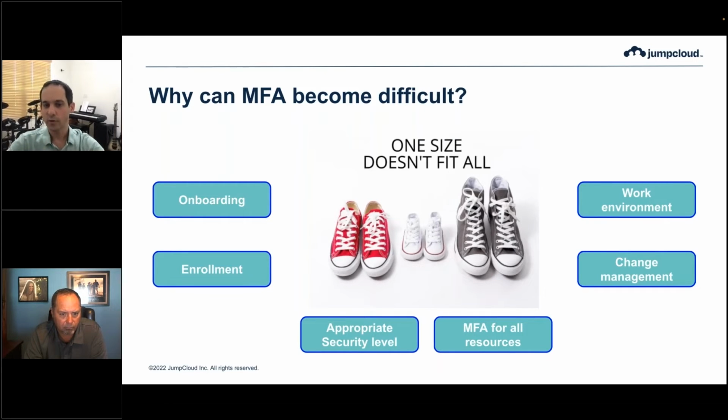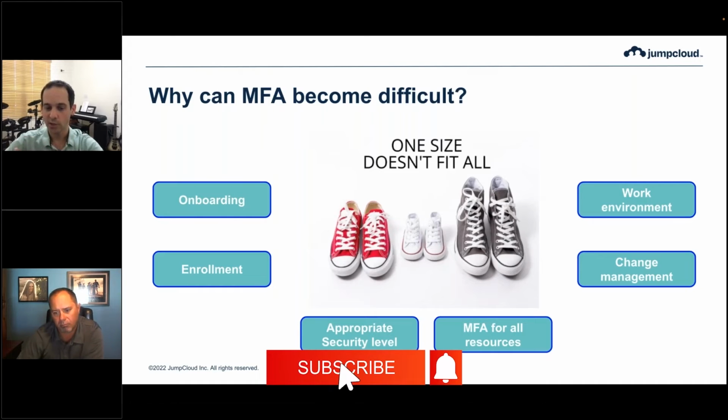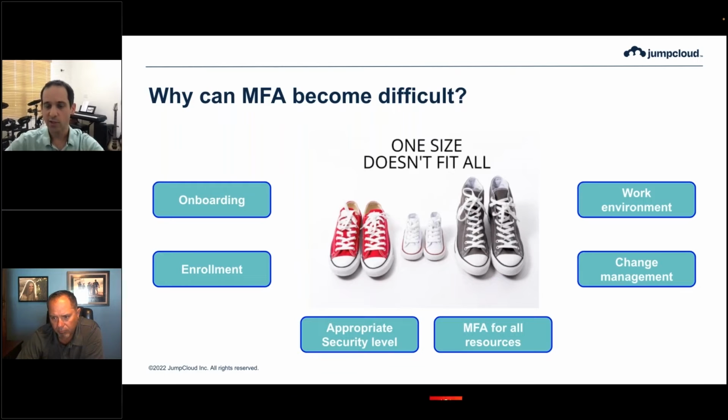A second category of challenges is how do I make it easy for users to even start using multi-factor? How do I onboard these users? How do I enroll them with tokens and with credentials for those authentication factors? And a third category of challenges is that the factor I choose needs to fit into my work environment, and I need to manage change so my users actually adopt multi-factor authentication and adopt it in a way that is secure and healthy for my IT organization.